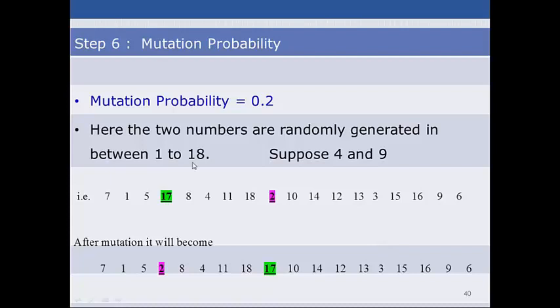Coming to the next point, this is the mutation probability. Here two numbers are generated randomly.